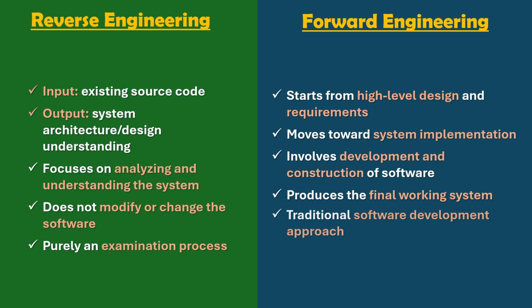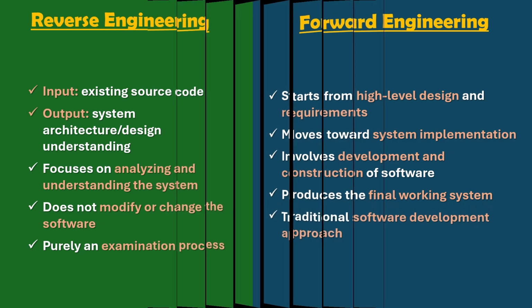For example, after analyzing and redesigning a legacy banking system, developers may use forward engineering to implement the improved architecture into a modern web-based application. The final output of forward engineering is the functional software system that meets the required design and business objectives. So forward engineering is essentially the process of transforming the ideas, the design, and specifications into a real working software product.